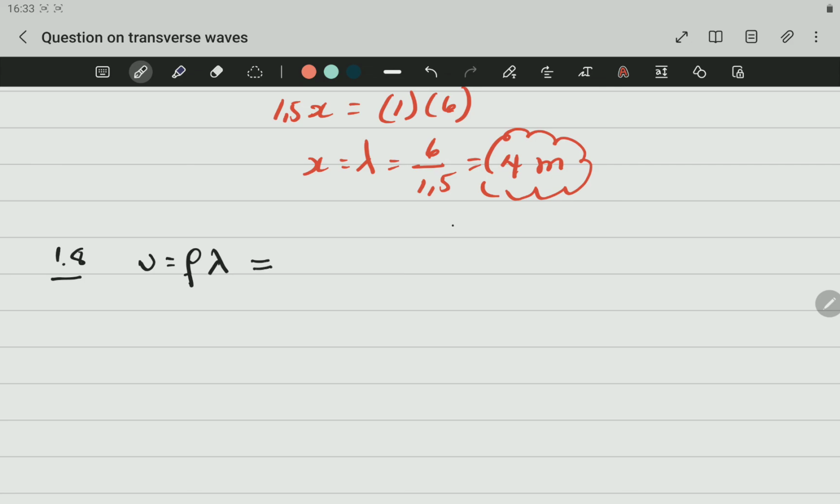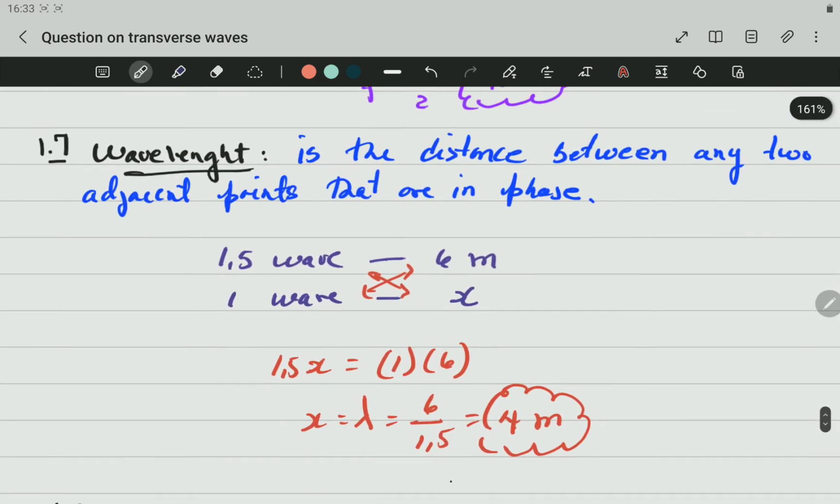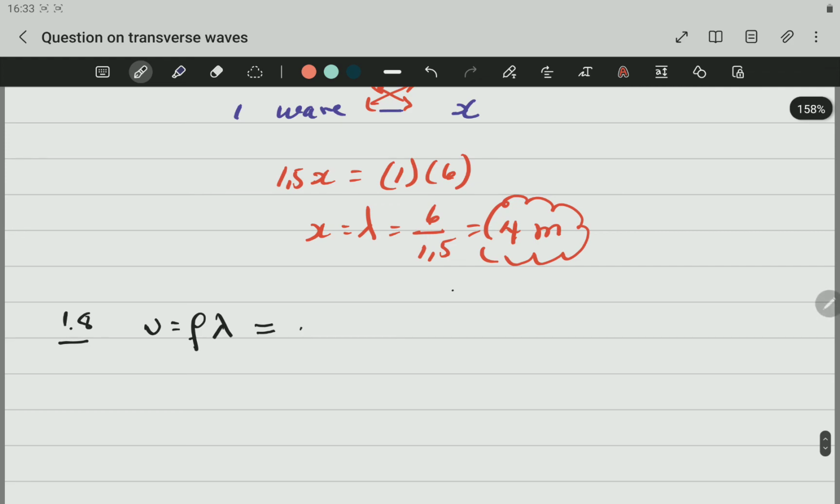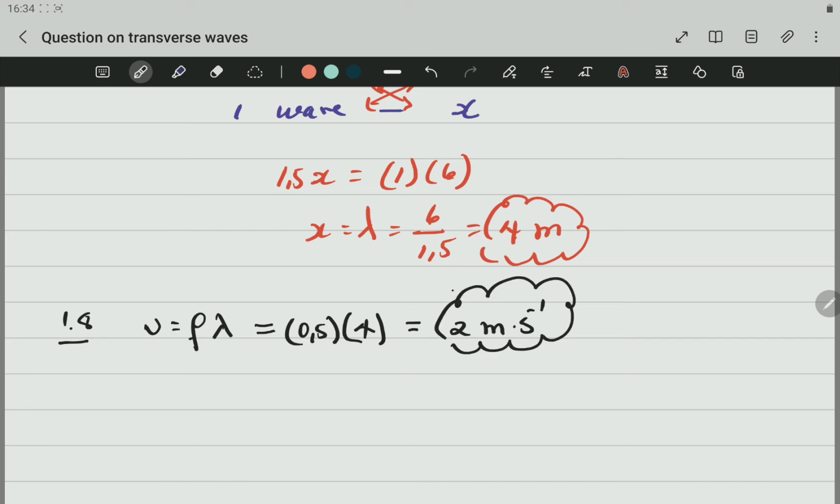We have the frequency. It was calculated in the previous question, is 0.5 hertz. So this is 0.5 hertz. The wavelength is 4 meters. And then the answer is going to be 2 meters per second. That is the speed of the wave.